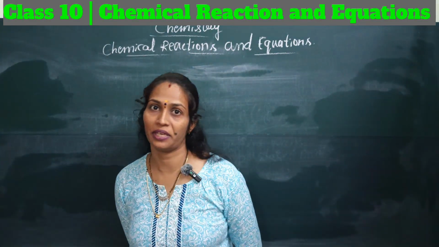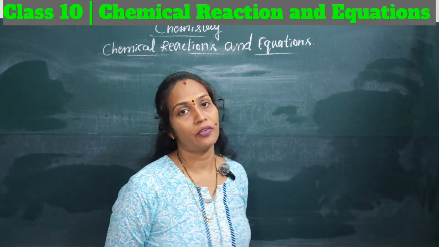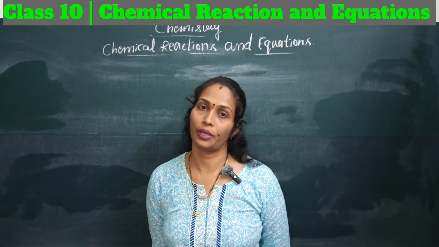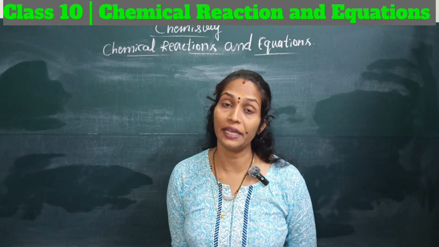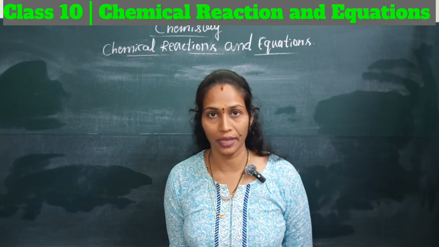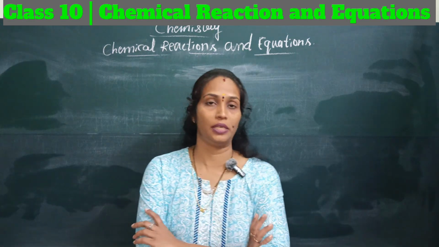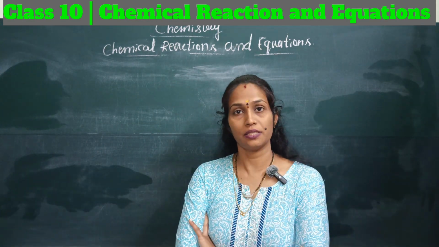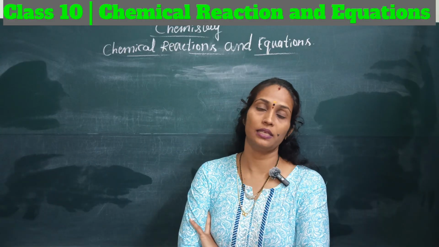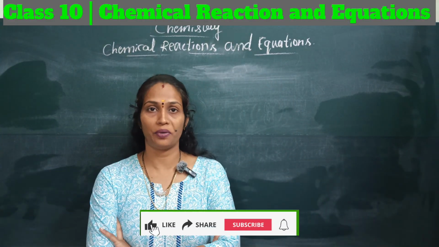Today we are with the chapter Chemical Reactions and Equations of Class 10 Chemistry. In our first session, we discussed the meaning of chemical reaction, and what identifications we need to look for to say that a chemical reaction has happened. Yes: change in color, change in temperature, change in state and evolution of gas. By these observations, you can easily say a chemical reaction has happened.